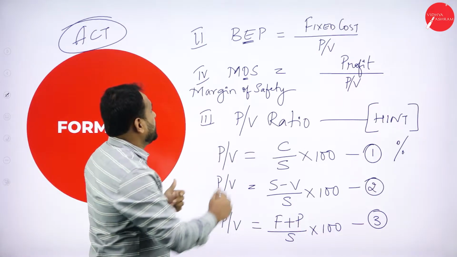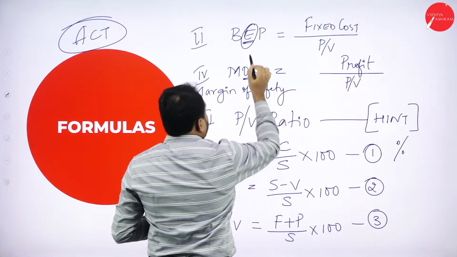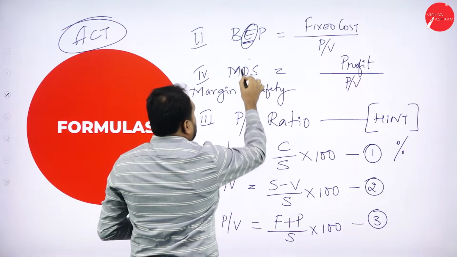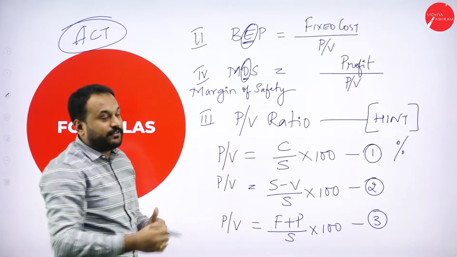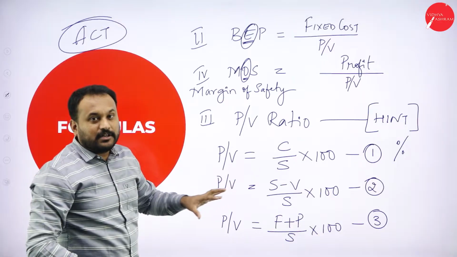Now how to remember? E. After E, what will come? F, fixed cost. After O, what will come? P, profit. So this is how we will remember the formula.